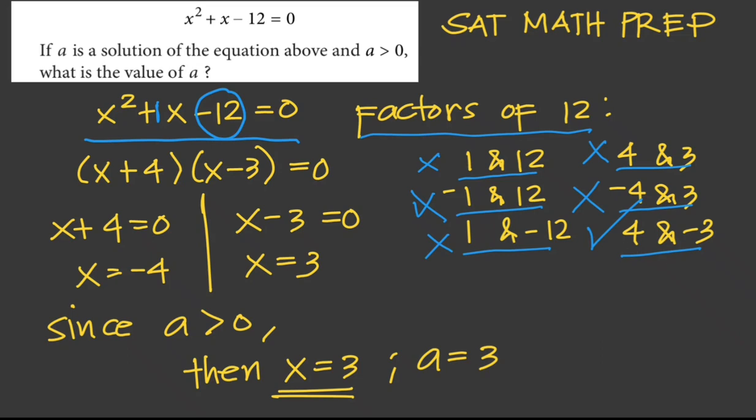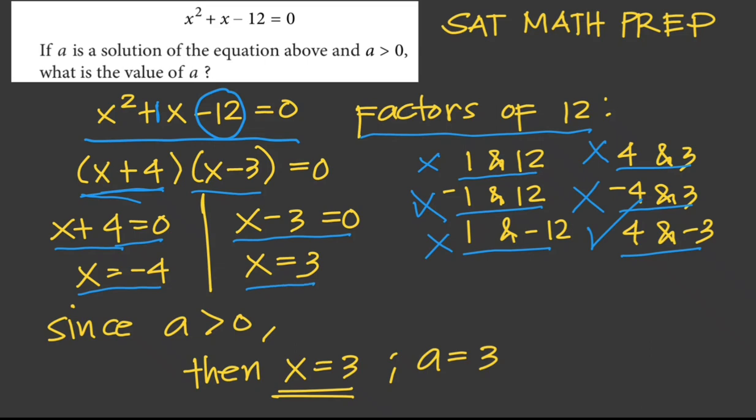So all we have to do is just plug in our factors. That would be x plus 4 times x minus 3 equals 0. So now to find the value of x or the roots, we just have to equate each expression to 0. So x plus 4 equals 0, then our x here is negative 4. Then the other one is x minus 3 equals 0, and the value of x is equal to 3.